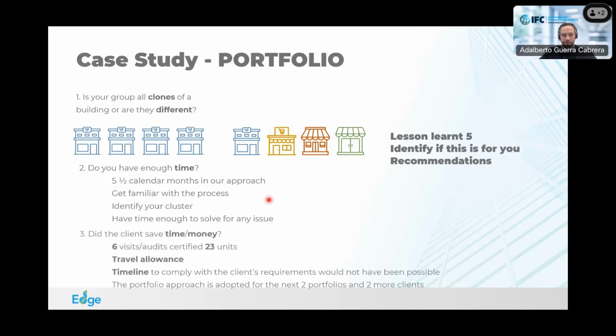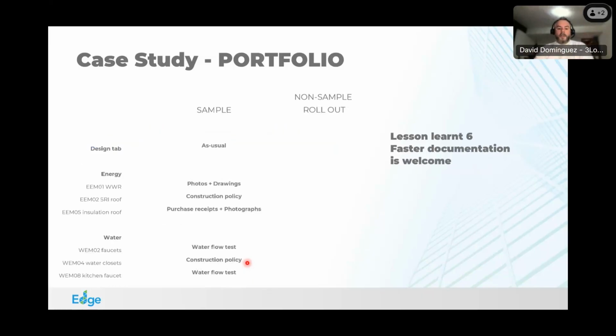Thank you, David. Perfect. So we did save time. We did save in travel allowance because by visiting 6 units, we certified 23. Certifying 23 units within the timeline that we had was not going to be possible with a regular process. That's why the portfolio approach was really helpful. So to finalize, the tract housing is going to make a lot of reference to the portfolio.